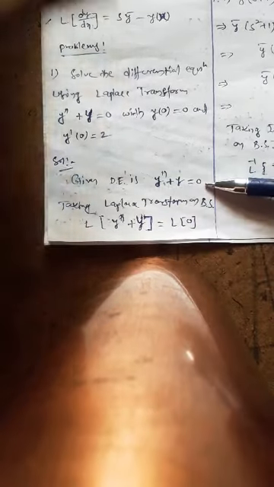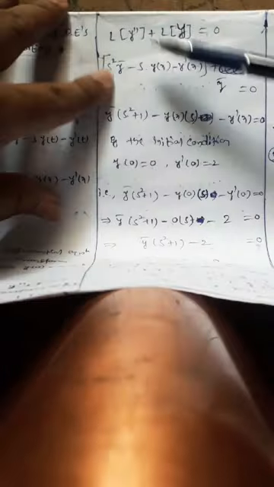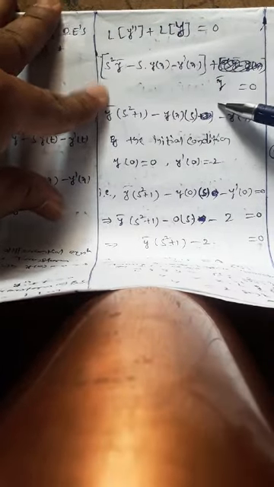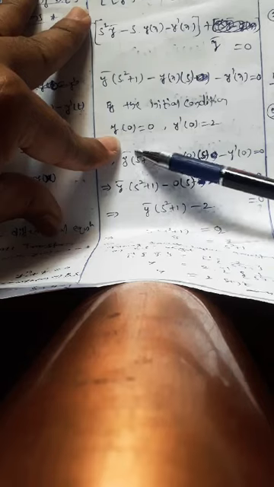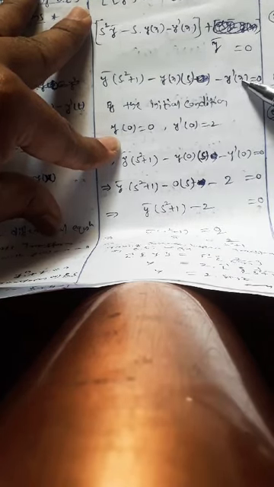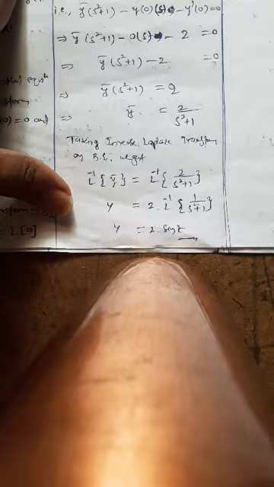Taking Laplace transform on both sides, take individual terms, substitute the formula, and simplify it with the initial conditions. With the initial conditions, the value is 2, and 0 into something is 0. Take the constant to the right-hand side, and after writing y bar, take inverse Laplace transform on both sides and simplify it. So this is the procedure we have.